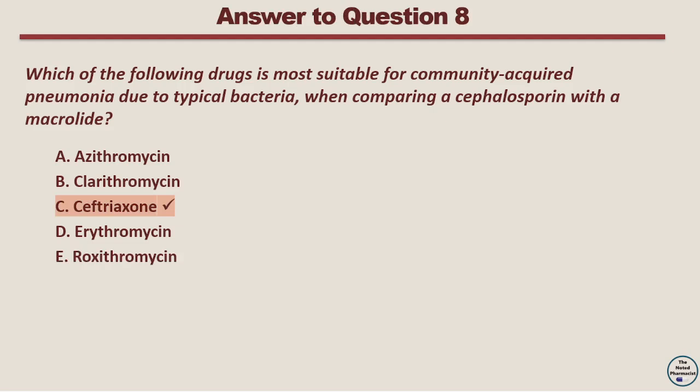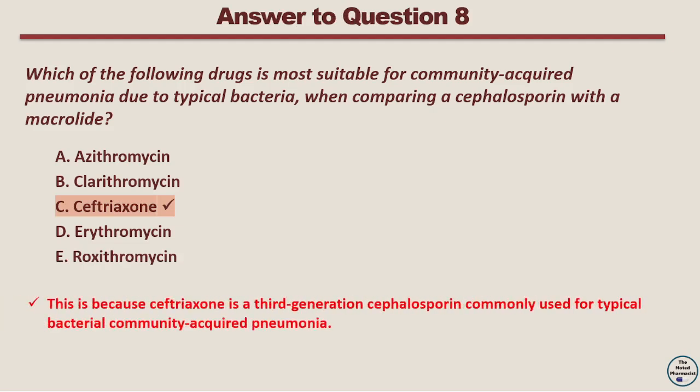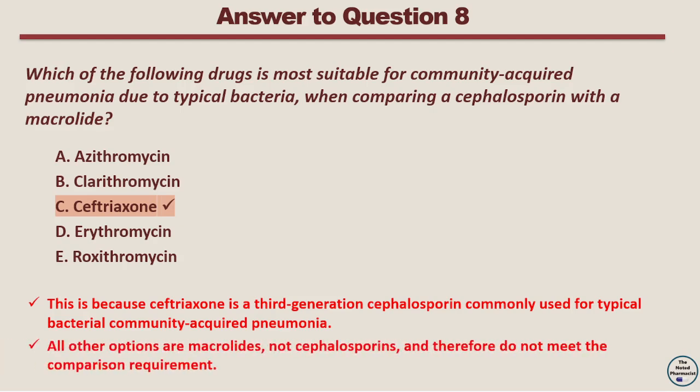The correct answer is option C. Ceftriaxone. This is because ceftriaxone is a third-generation cephalosporin commonly used for typical bacterial community-acquired pneumonia. All other options are macrolides, not cephalosporins, and therefore do not meet the comparison requirement.